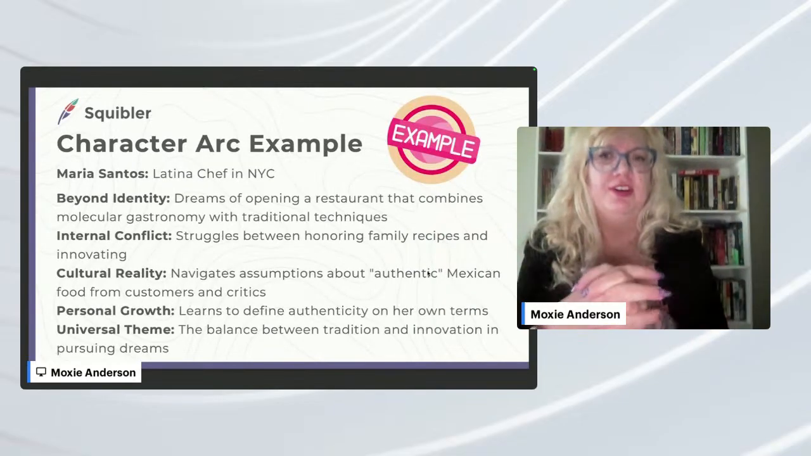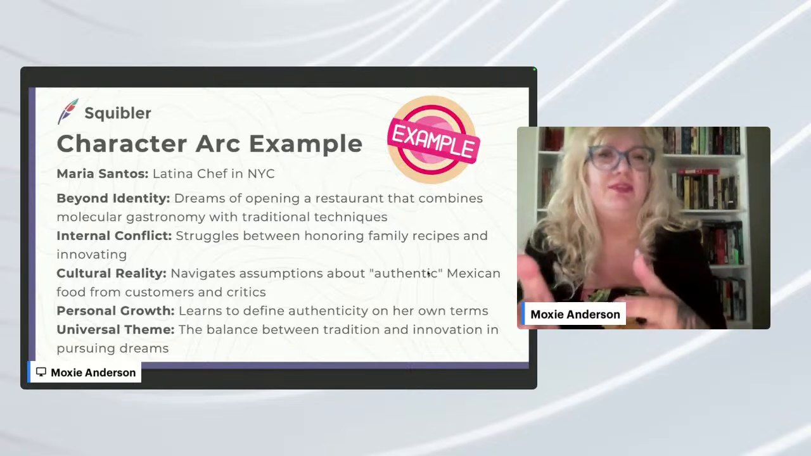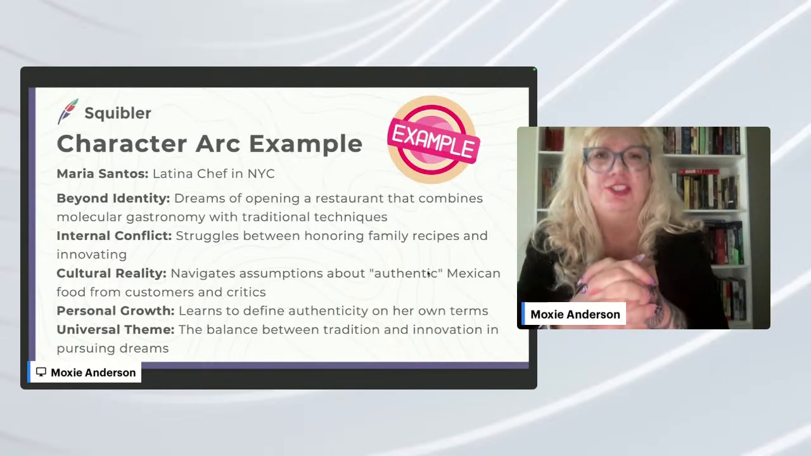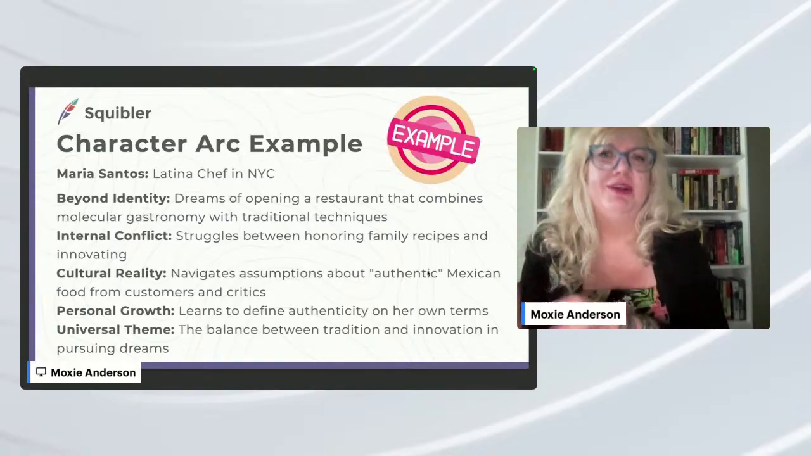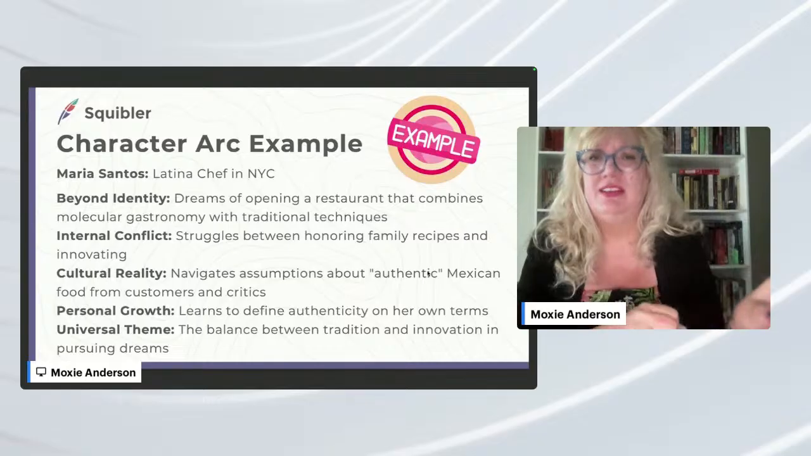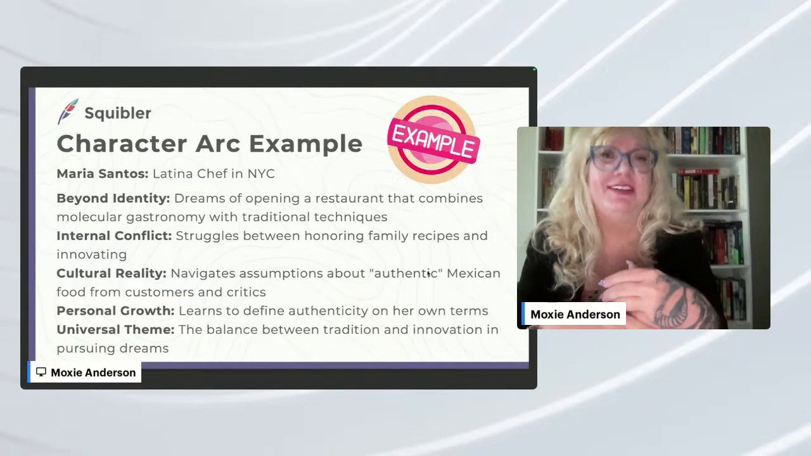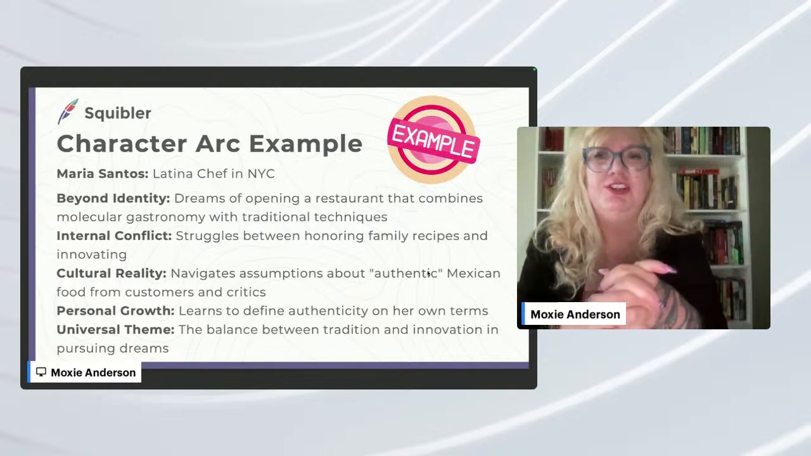So this could be a character arc example using what we've just taken a look at here. Let's say that I'm going to include a character who's a Latina chef in New York City. Her name is Maria Santos. And beyond her identity, just her race, her gender, or her cultural background, what does she want, right? She dreams of opening a restaurant that is going to combine molecular gastronomy with the traditional techniques she's learned from her family. This might cause a cultural and internal conflict because she's struggling with honoring those family recipes that have been passed down from generation to generation, but she also wants to be innovative.